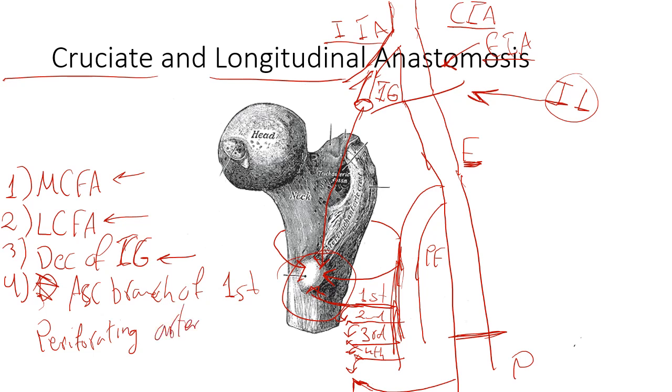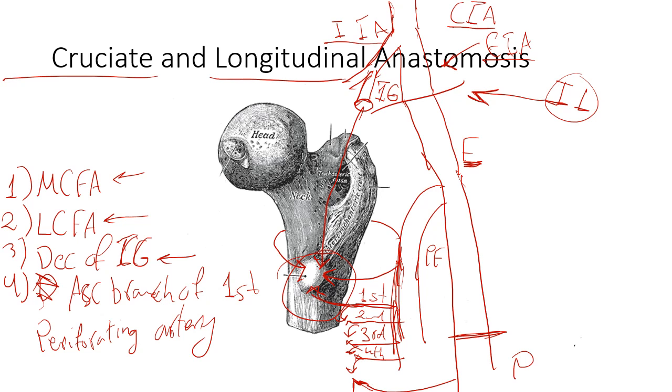So again, to recap, in the cruciate anastomosis we have four arteries. Three arteries come from profunda femoris: the medial circumflex femoral artery, the lateral circumflex femoral artery, and the ascending branch of the first perforating artery. And then from the inferior gluteal, which comes from the internal iliac, we have the last branch, known as the descending branch of the inferior gluteal.